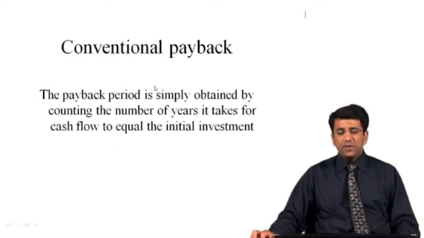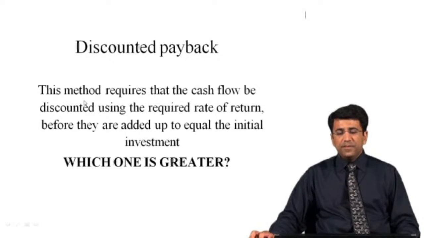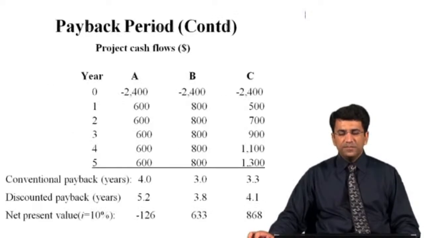So again, the conventional payback period is the payback period obtained by counting the number of years it takes for cash flow to equal the initial investment. The discounted payback period requires that the cash flows be discounted at the required rate of return before they are added up to equal the initial investment. After calculating the conventional payback and discounted payback, you may have the idea which one should be greater. I will discuss that after calculating the payback periods for the different projects.